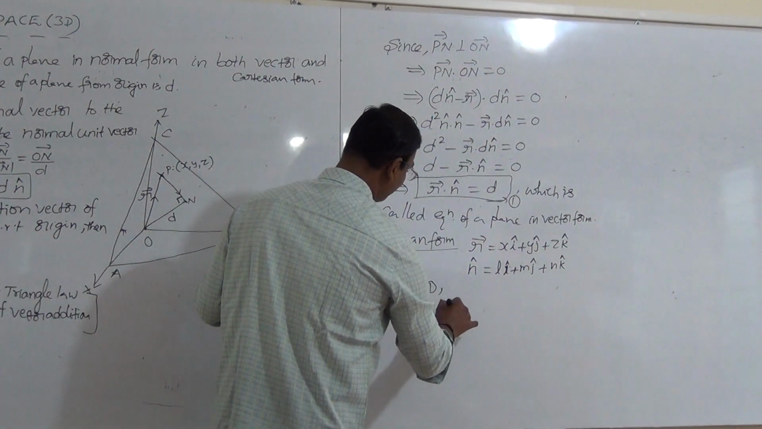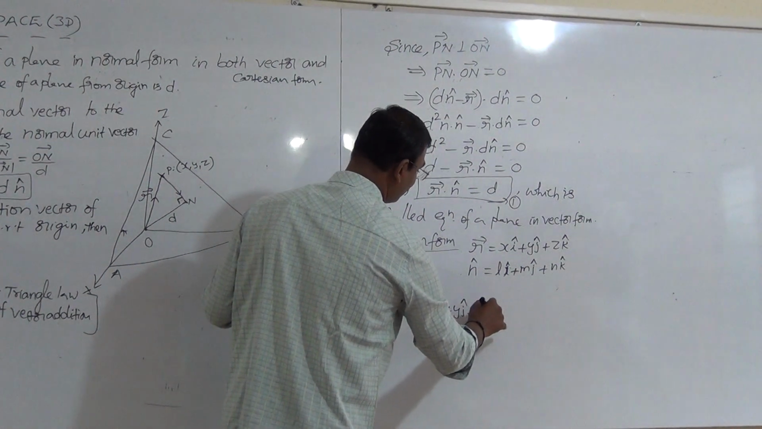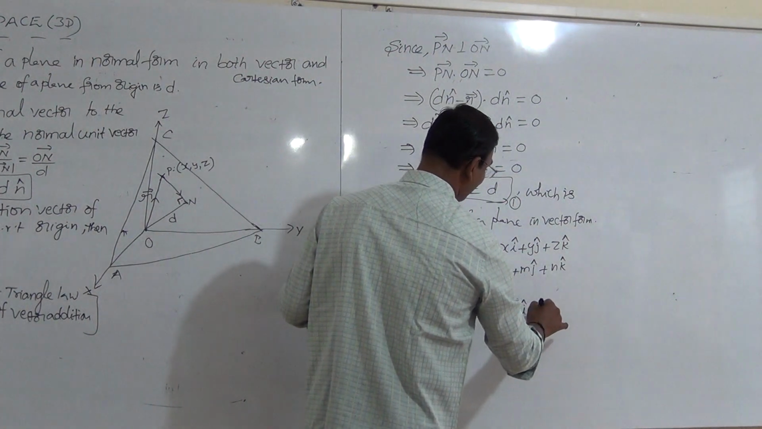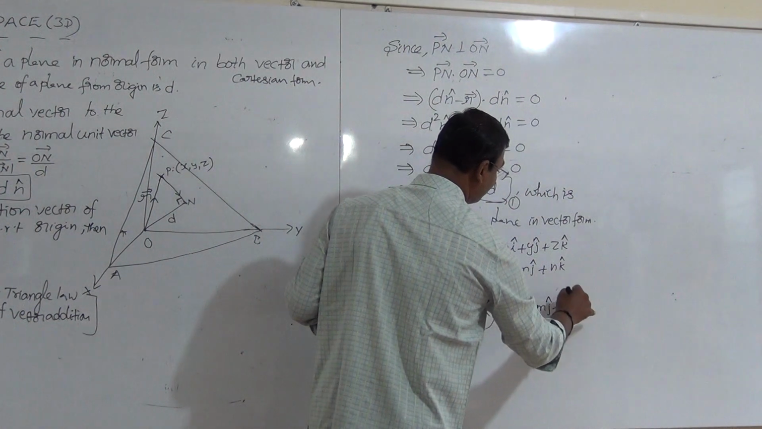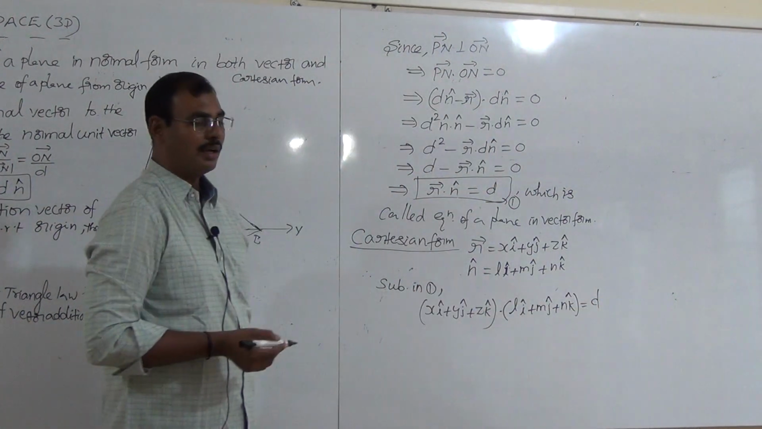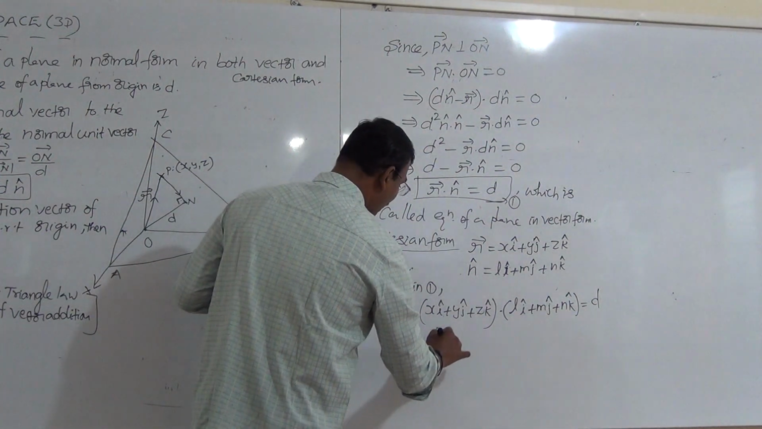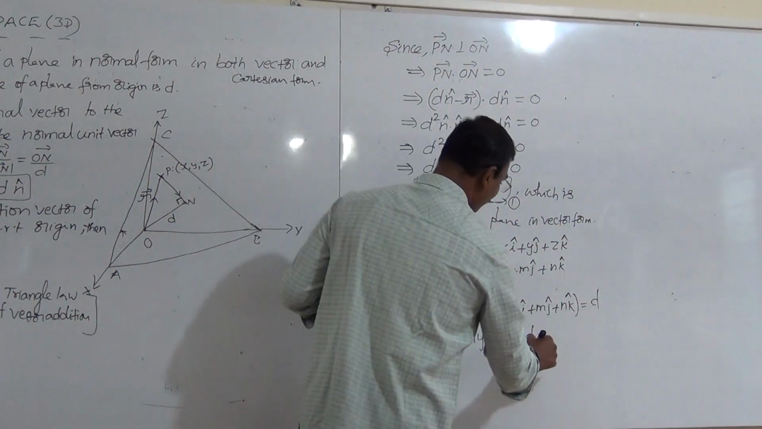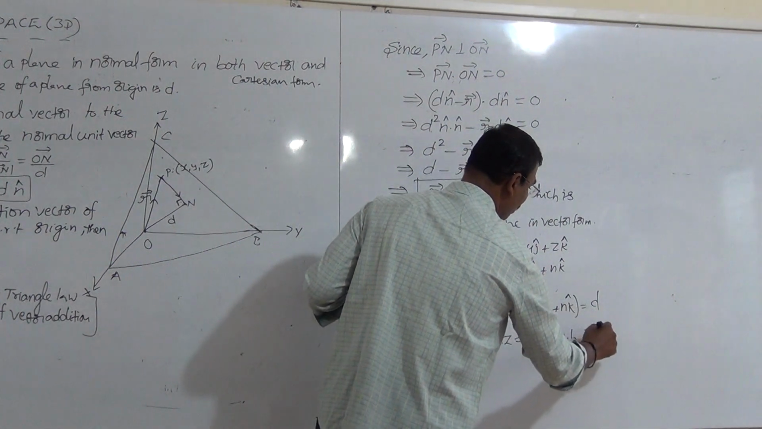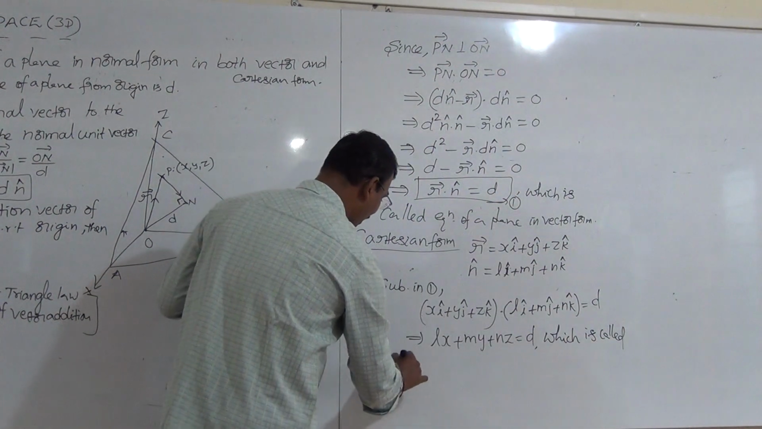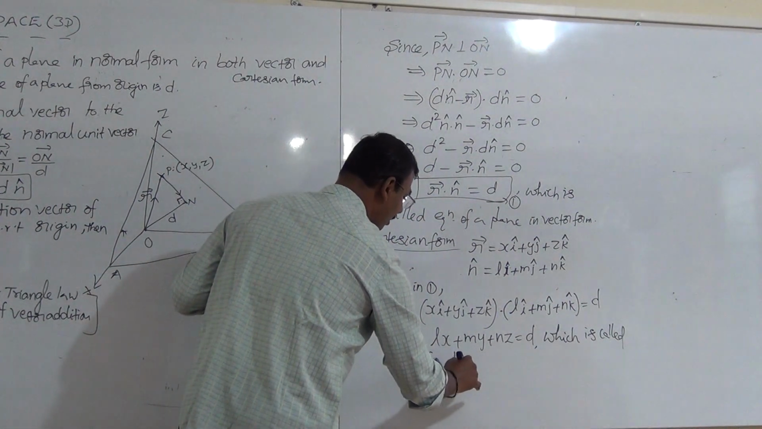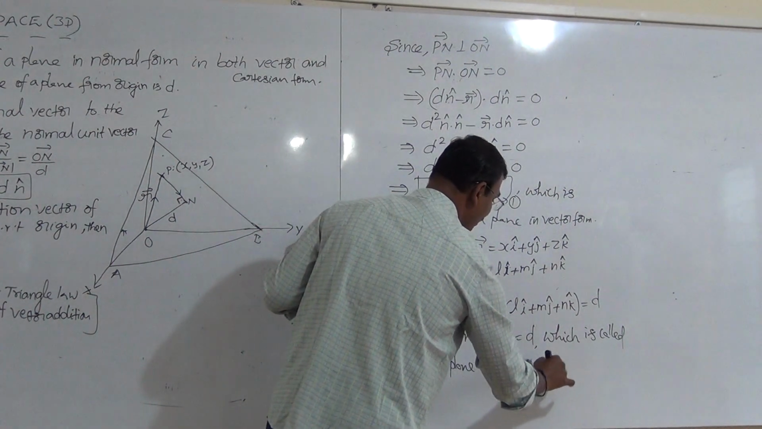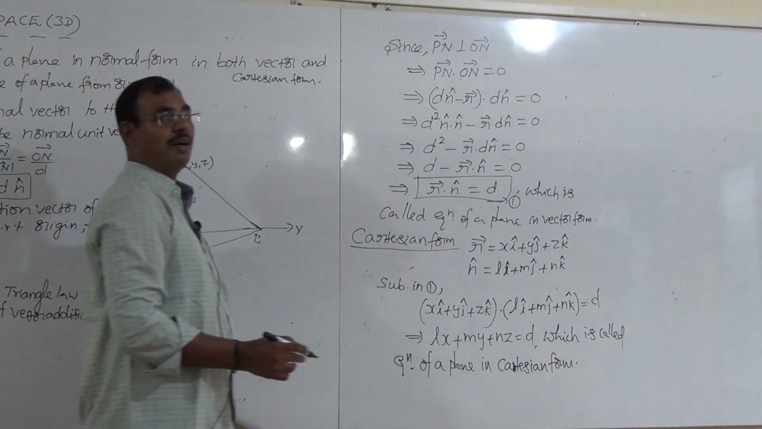X into I cap plus Y into J cap plus Z into K cap dot L into I cap plus M into J cap plus N into K cap is equal to D. Applying dot product, this becomes Lx plus My plus Nz is equal to D, which is called equation of a plane in Cartesian form. Okay, this is the Cartesian form.